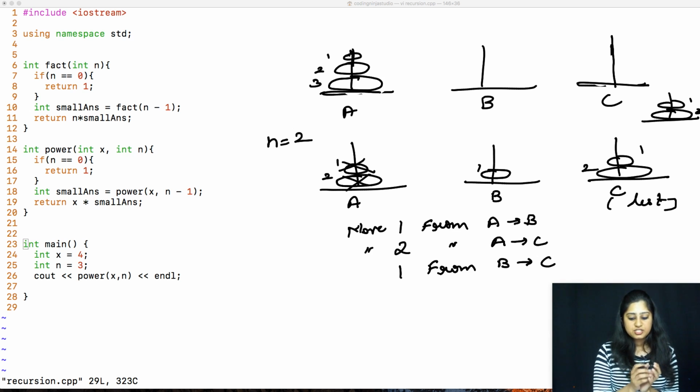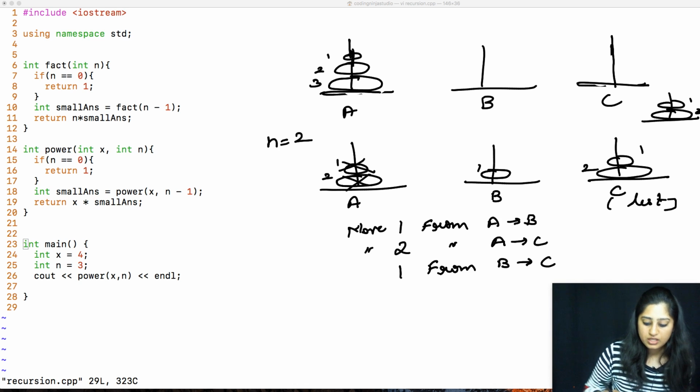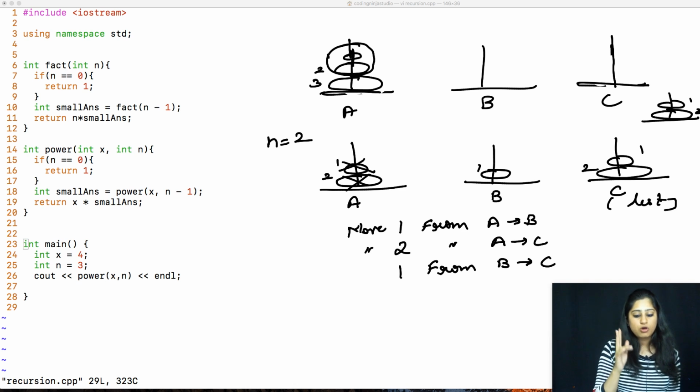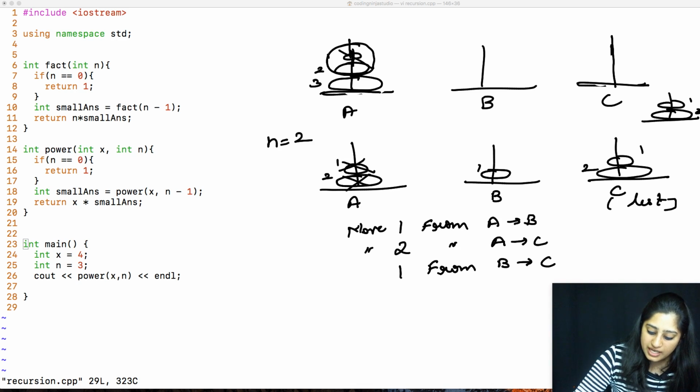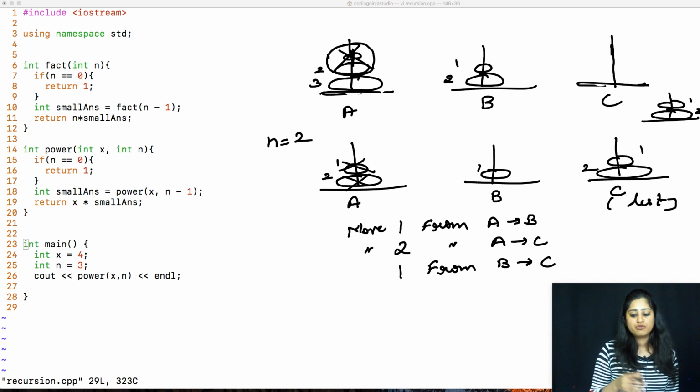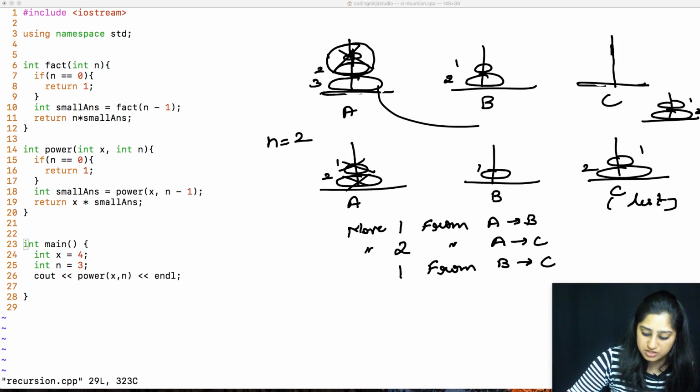If there were 2 discs, I just moved disk 1 from A to B, right? So if there are 3 discs, I am assuming a scenario. Let's say, what if I am able to transfer these top 2 discs from A to B? So I have moved disk number 1 and 2 from A to B. Now 2 disks have been moved. What we are left with is this 3. We can directly move this 3 from A to C.